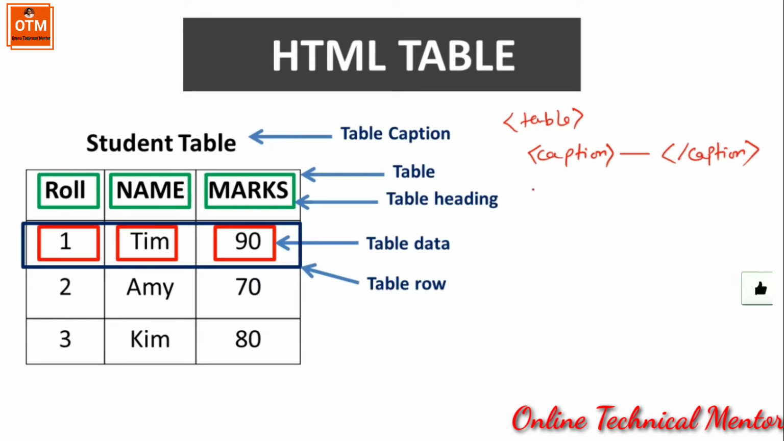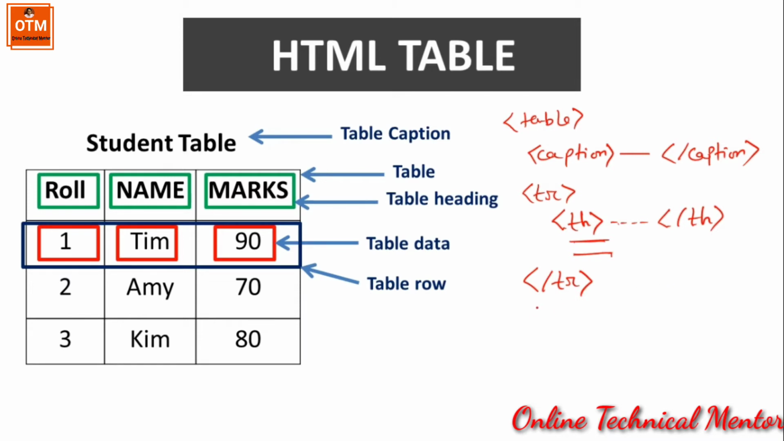To create a table row, we require a tr tag. So tr represents table row, and since the first row contains the heading, within this first row you have to write the table heading like this, th. So th represents table heading and it has a /th for the end of this heading. You can add multiple headings within this row and this row will be ended with the /tr tag.